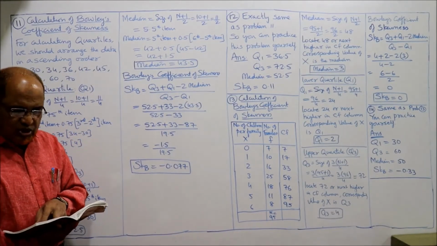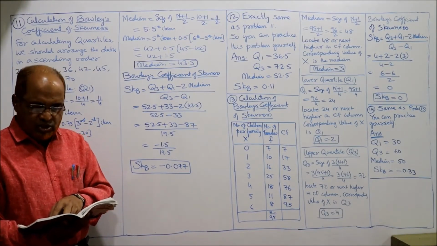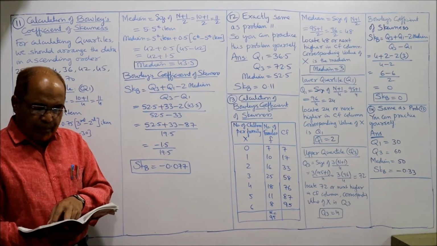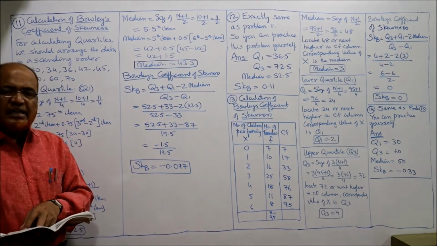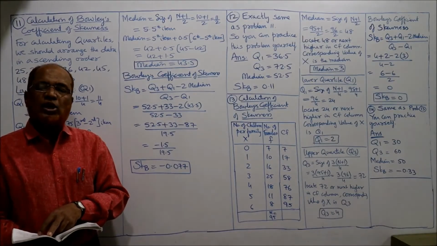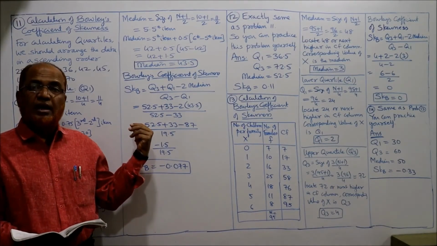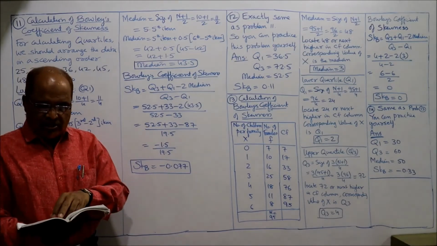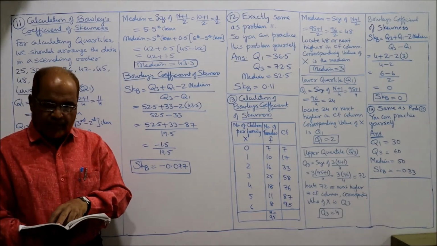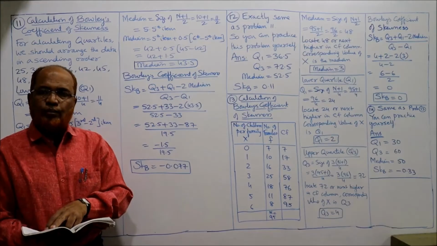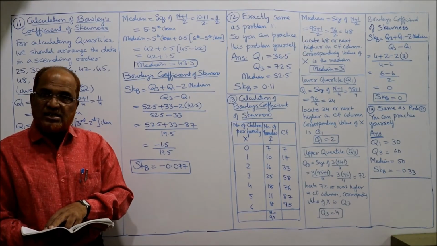Calculate Bowley's coefficient of skewness of the following frequency distribution: number of children per family and number of families. This is a problem on discrete series. These two problems what we have done are individual. Now discrete, because number of families means frequency. Number of children per family is 0. No child. 7 families are there.